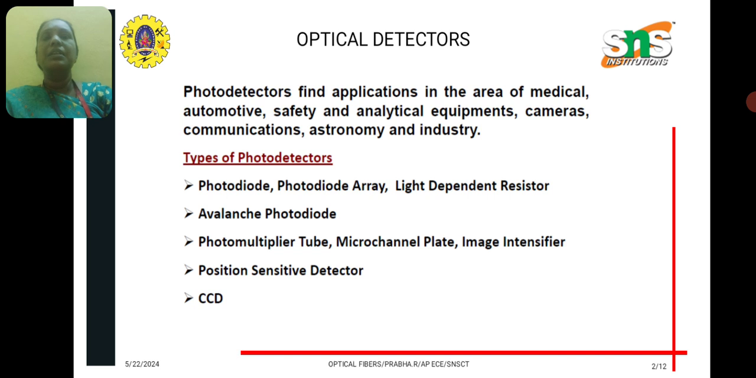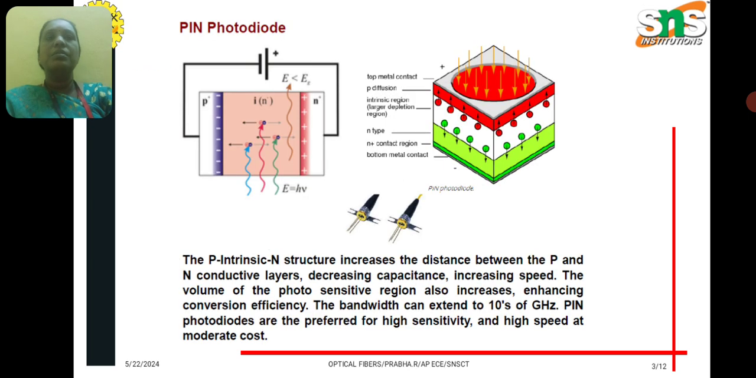And there are different types of photodetectors available. They are photodiode, photodiode array, light dependent resistor, avalanche photodiode, photomultiplier tube, micro channel plate, image intensifier, position sensitive detector, CCD, etc. So now we are going to see the two important photodiodes.